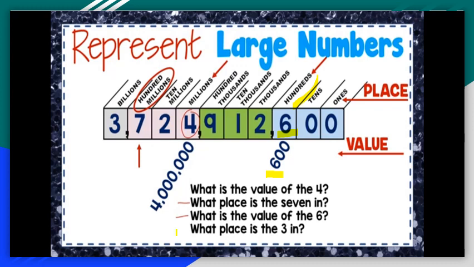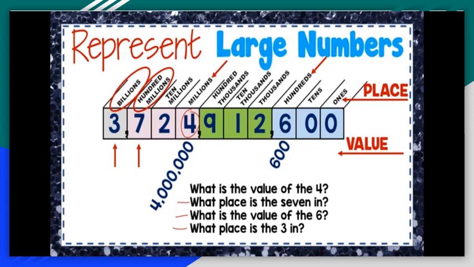Look at the last question, that is, what place is the 3 in? So, where is 3, class? Can you find where is 3? The 3 is in the billions place. It represents 3 billions.